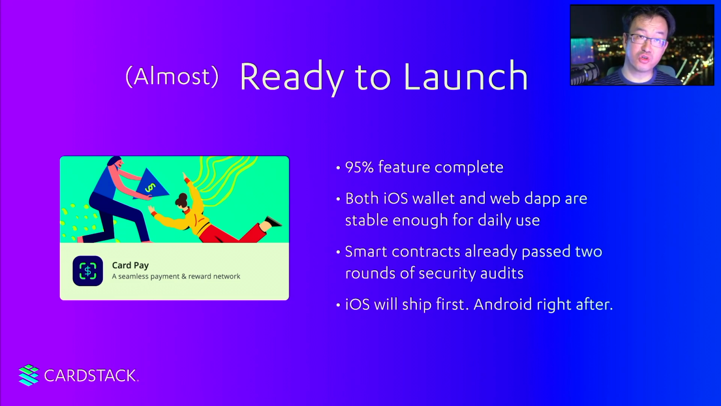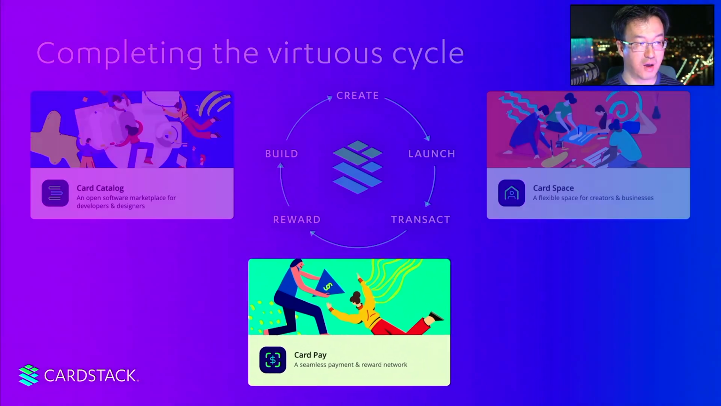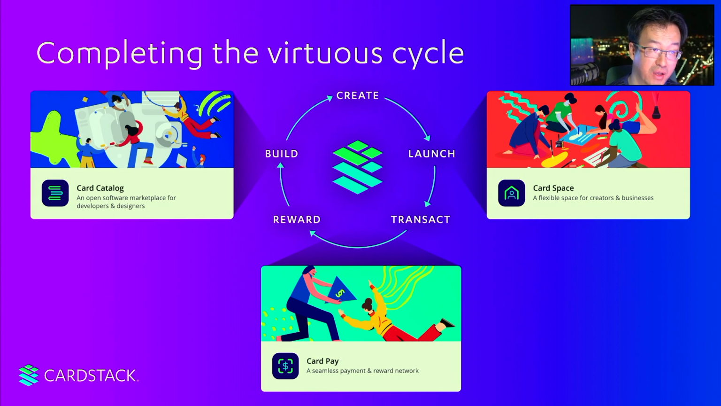The iOS will ship first. We're adding more features, completing the features on iOS before doing the refinement for Android. Card Pay and Card Wallet are JavaScript applications. Card Wallet is React Native, so by its design it supports both iOS and Android. We just have to do some refinement to make sure that it fits nicely within the Android semantics. Card Pay is the first thing that we're shipping, but we're working on Card Space and Card Catalog concurrently.